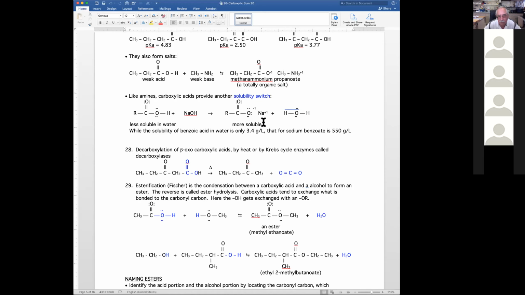So here's something rather dramatic. The solubility of benzoic acid in water is 3.4 grams per liter, but sodium benzoate, 550 grams per liter. So this can hydrogen bond with water. This is ion to dipole attractions with water.